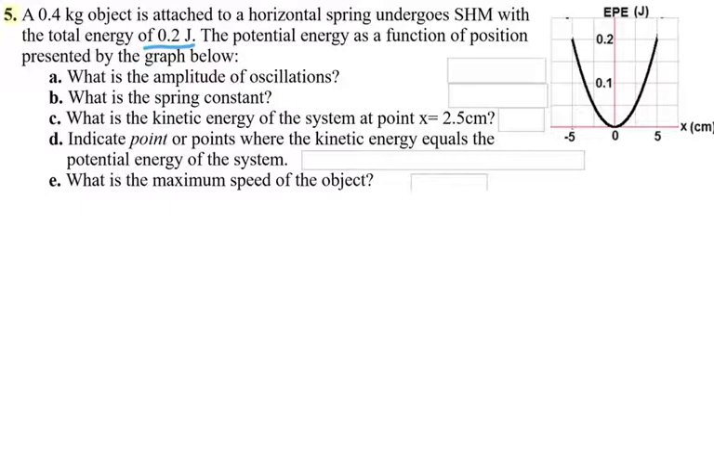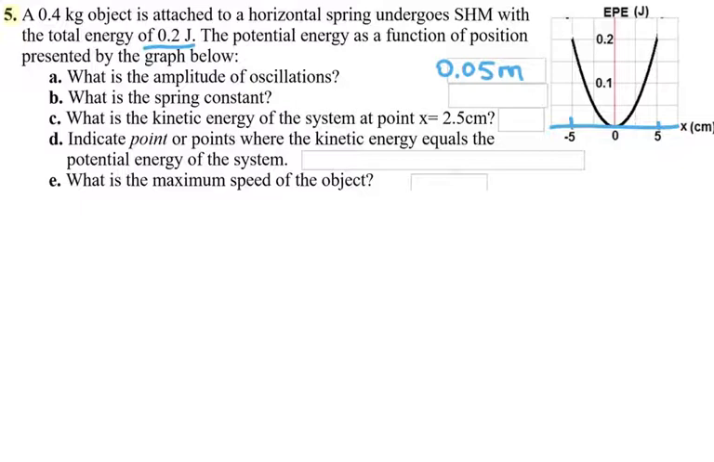And from the graph you see that the maximum displacement is -5 and +5 centimeters. So the amplitude is 5 centimeters or 0.05 meters. So that is your amplitude. The next question they ask, what is the spring constant?